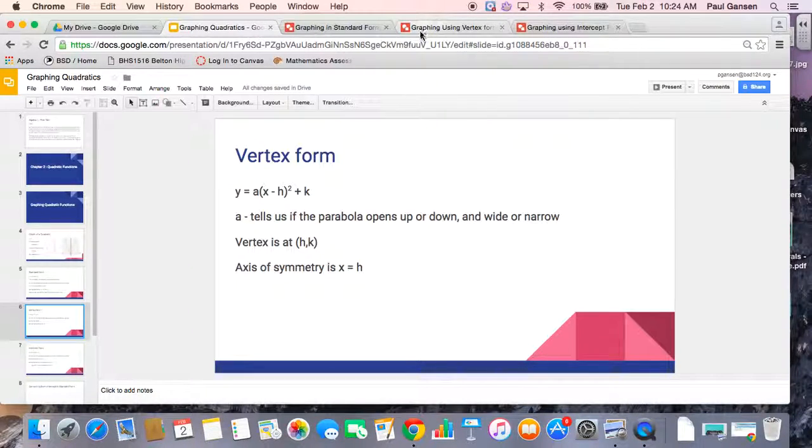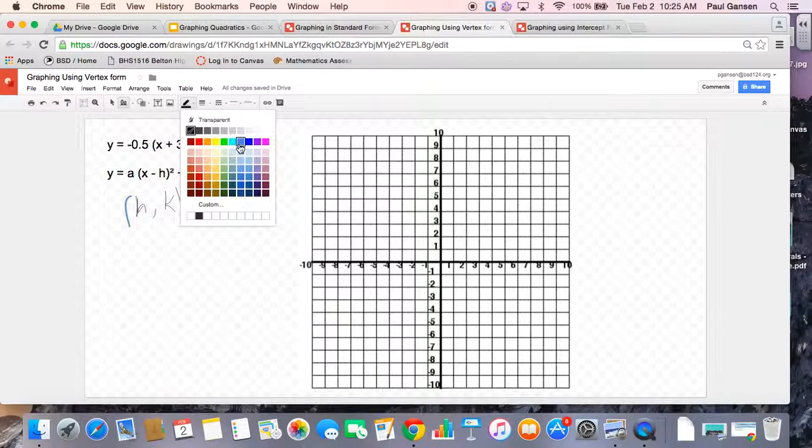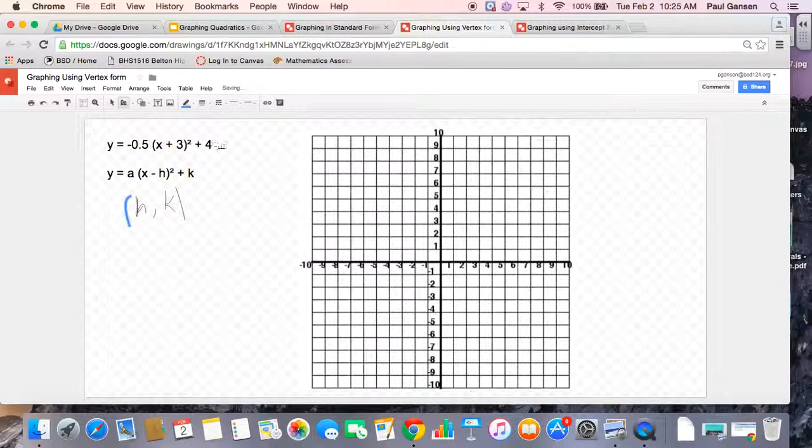Let's show you how we graph this. This is a little counterintuitive sometimes, so let me show you how it's going to look. We have y equals negative 0.5 times x plus 3 squared plus 4. Now remember, this form is called vertex form. So our vertex is going to be found at the coordinate h, k. I'm going to change the line color, we'll make it blue this time. Notice how it's x minus h, and then we find h, k. So whatever we're subtracting from x is our h value.